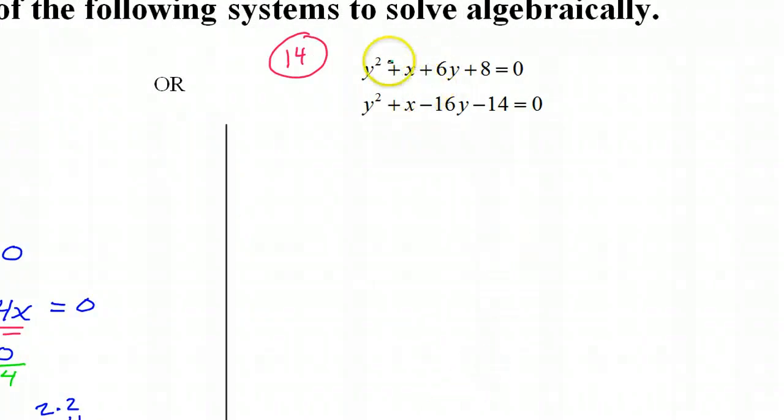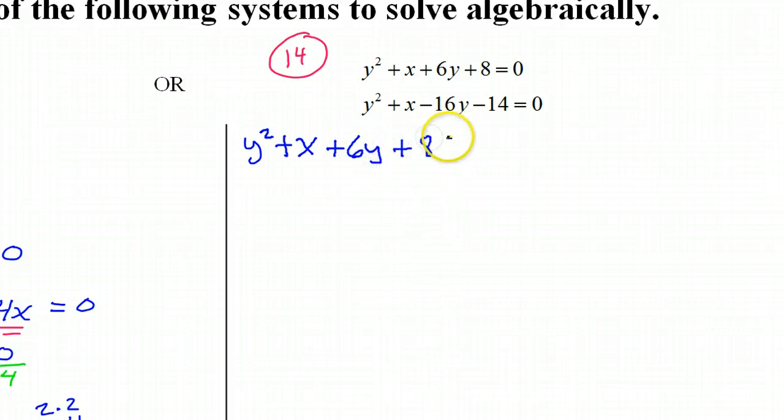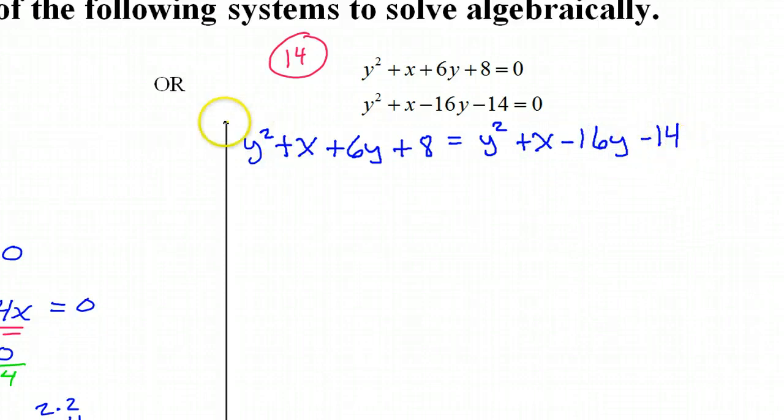For this pair, notice that we have y squared, that's the same, and even the x's are the same. So they will cancel out when we set these equal to each other. So the elimination method, where you cancel everything out, would definitely be the way to go for this pair of equations. So they're both already equal to 0, so I can just go ahead and set these equal to each other. So y squared plus x plus 6y plus 8 is equal to y squared plus x minus 16y minus 14.